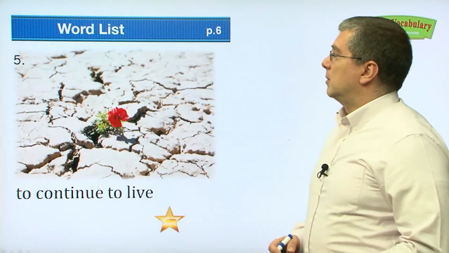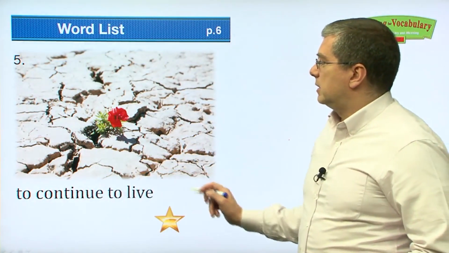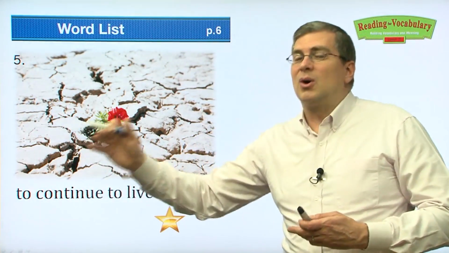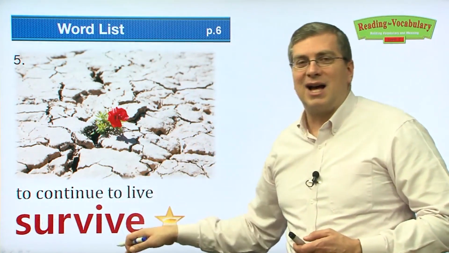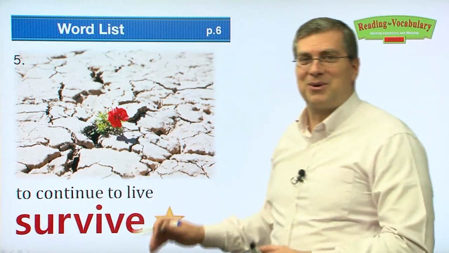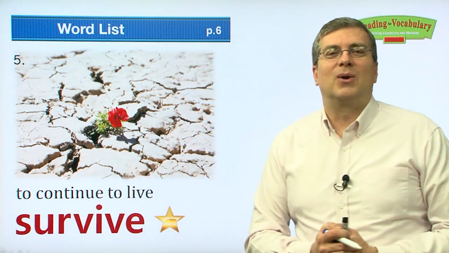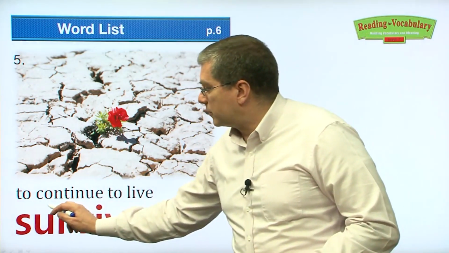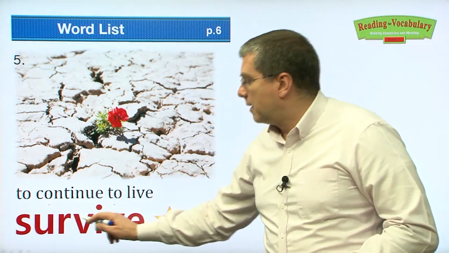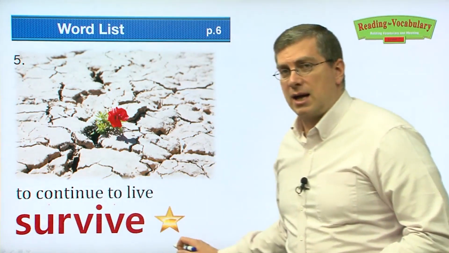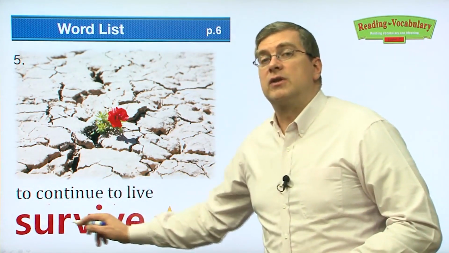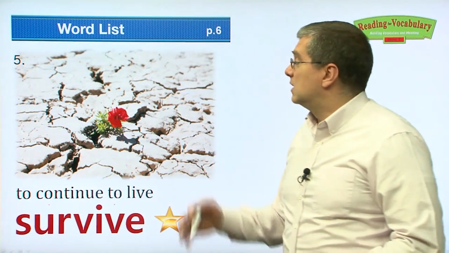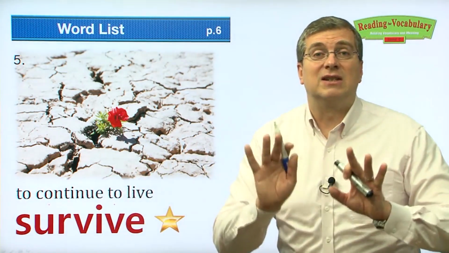Okay. Number 5, to continue to live. If something continues to live, they endure, they survive, right? I can't say it without saying the word, right? Survive. That's a little difficult word to say. Remember, survive. It's two sounds. 1, 2. Survive. Survive. So when you put them together, survive. One more time, survive. So survive means to continue to live, not die.